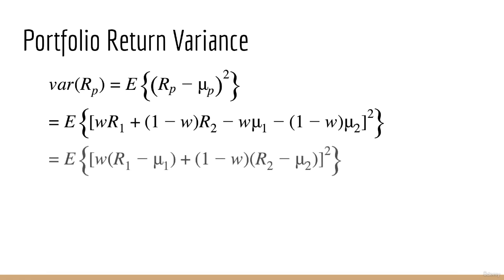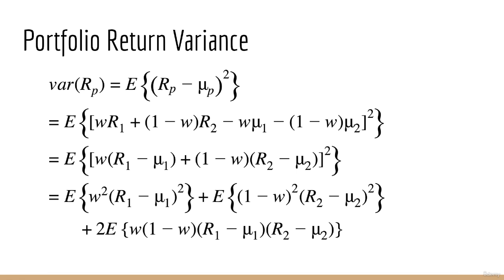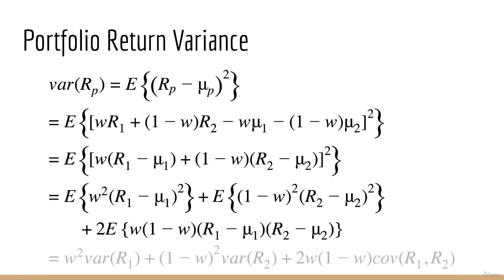The trick is to group together everything with the coefficient W and everything with the coefficient 1 minus W. Once we do that, we can expand out the square to get three different terms. The first term has the W term squared. The second term has the 1 minus W term squared. And the third term has 2 times each of the terms multiplied by each other. We recognize that each of these three terms are quantities that we already know. They are the variance of R1, the variance of R2, and the covariance between R1 and R2.